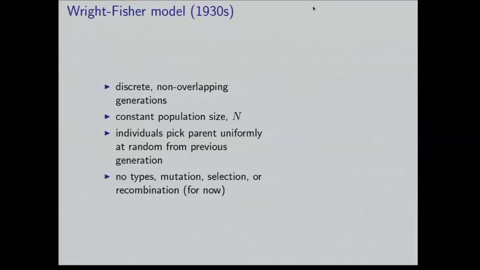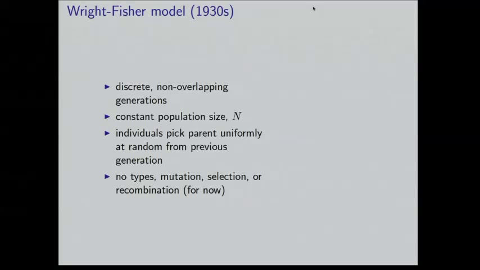So what we assume is that you have discrete non-overlapping generations, that there's a constant population size, capital N, and the basic idea is that individuals pick their parent uniformly at random from the previous generation. Well, this may seem a bit strange. Think about the even more basic alternative, which is you have a fixed population size and everyone just gives rise to one offspring every generation. That's even more boring. This is adding a bit more randomness, which is that the next generation is composed of a multinomial sample from the previous generation.